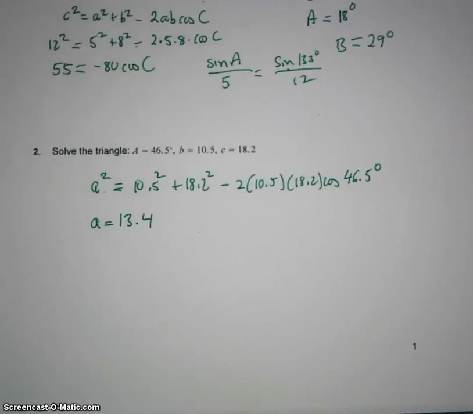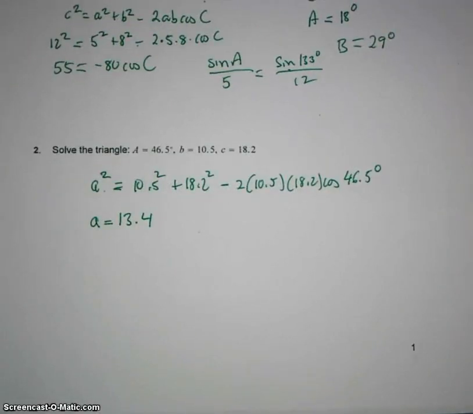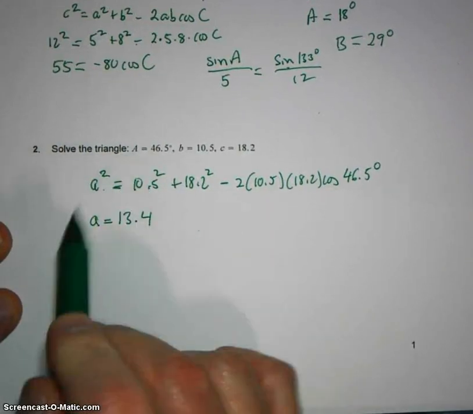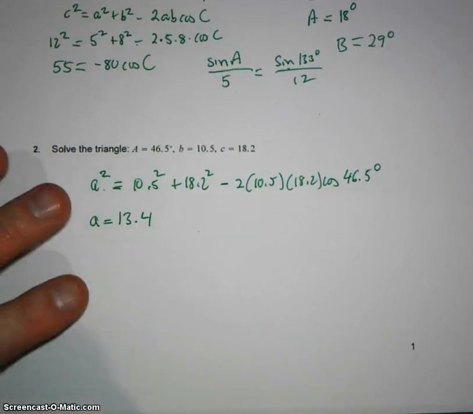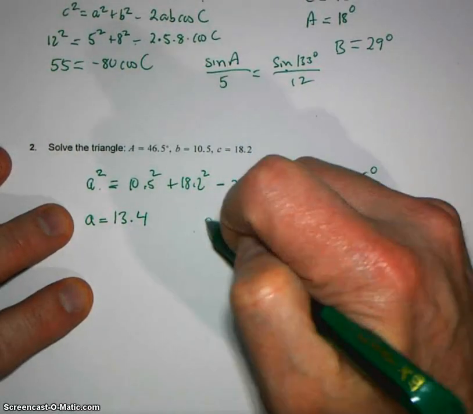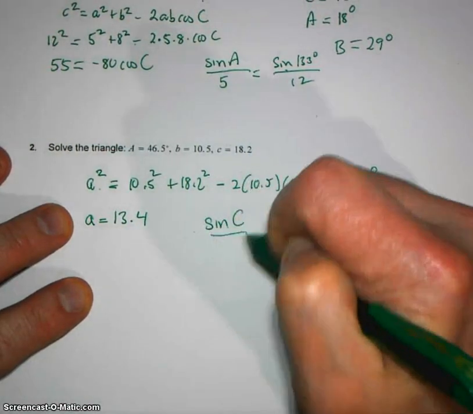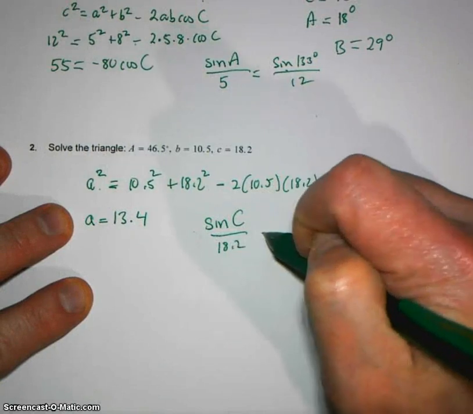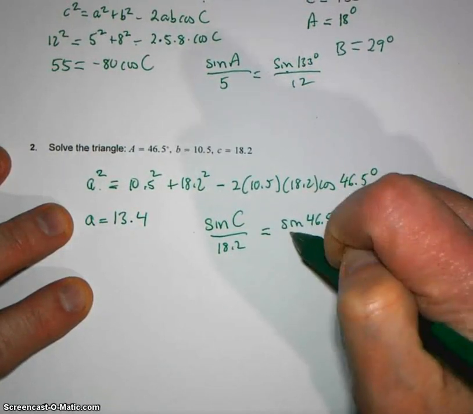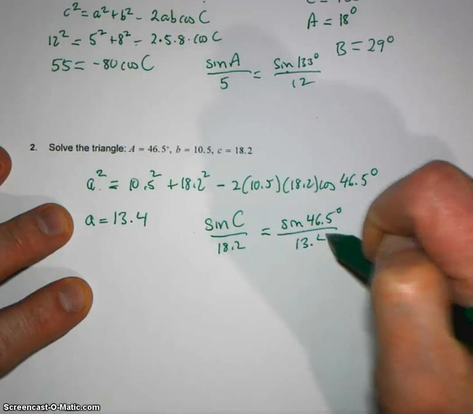All right, and now we're back to where we were before, where now we have a pair. I've got a little a and a big A. Now that I have a pair, I can use the law of sines. So I'm going to say sine of big C over 18.2 is sine of 46.5 degrees over 13.4.